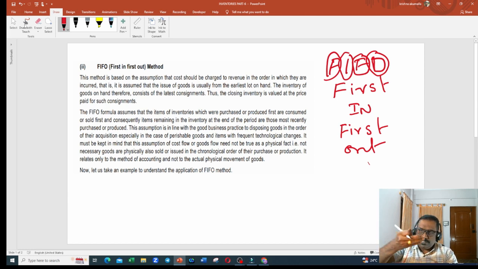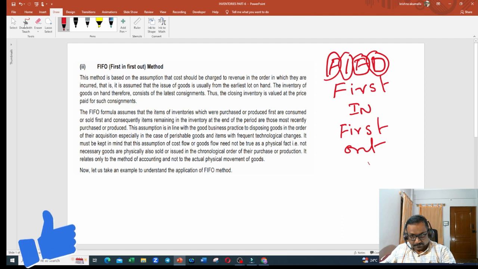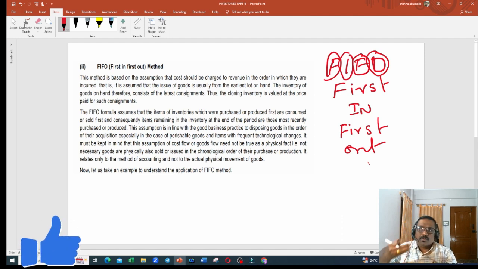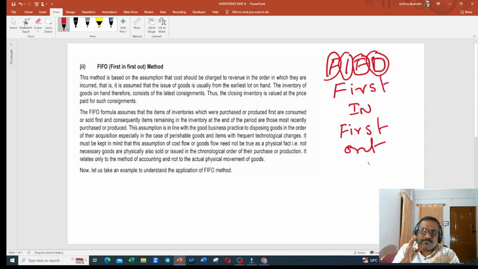Whatever material you purchased first that comes into the business has to be consumed first. Next, one more material came in, that material has to be consumed next. So the flow should be that whatever material you receive first should be consumed first. That is what the first in, first out method says. Let me explain with an example.